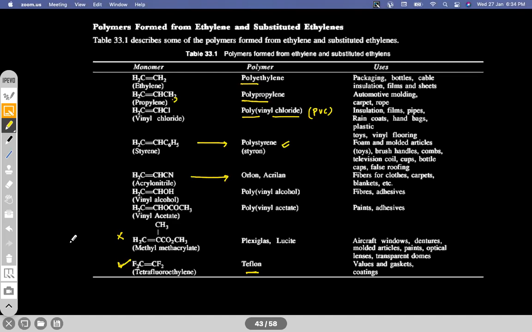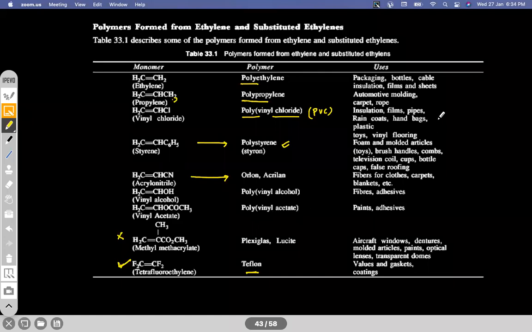Some uses you must also take care of. Teflon is used in valves and gaskets coating. Methyl methacrylate, plexiglass or lucite, is used in aircraft windows, dentures, and molded articles. Many examples we have.